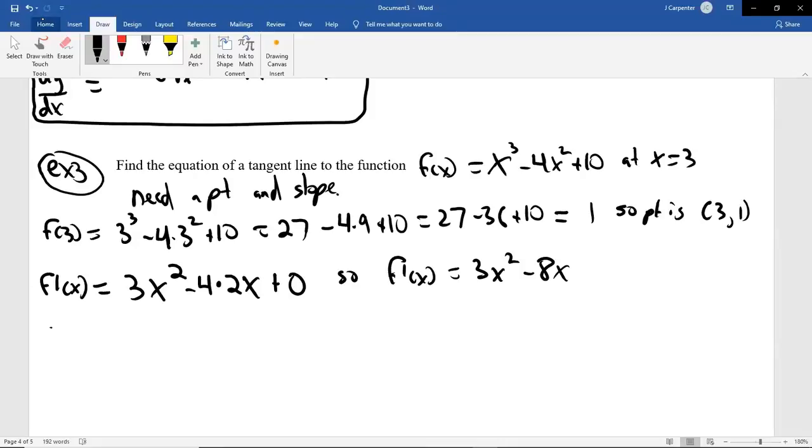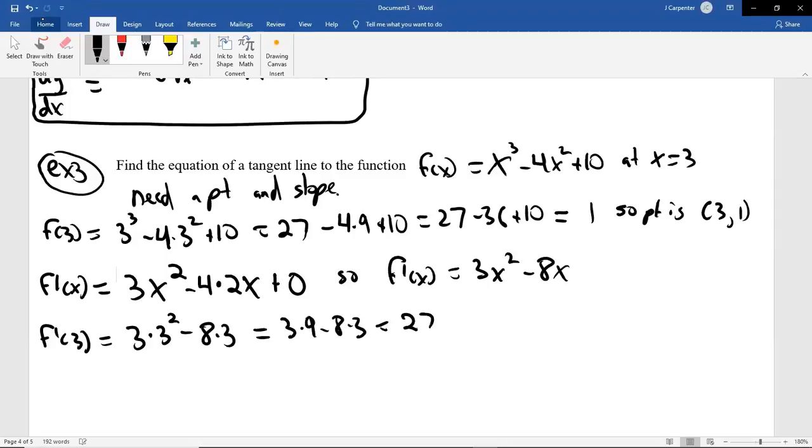Now we can find the slope at the particular point we're interested in, which was 3. So we do f prime of 3. So that would be 3 times 3 squared minus 8 times 3. Well, 3 squared is 9, so that's 3 times 9 minus 8 times 3, which is 27 minus 24, which is 3. That is our m.